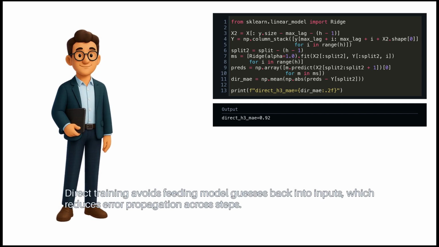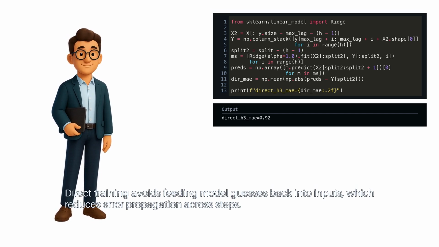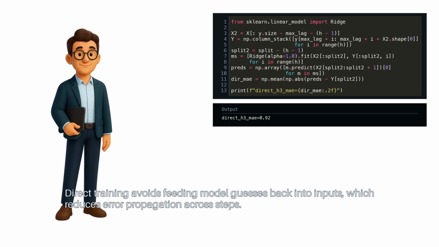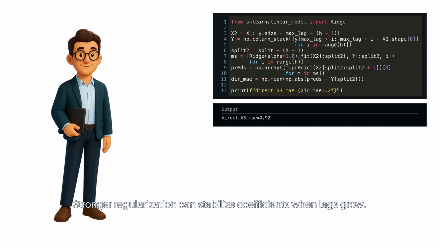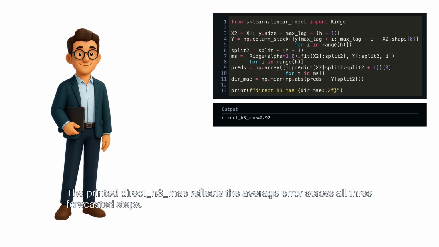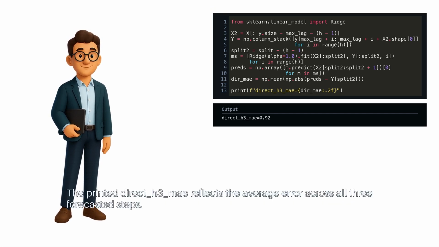Direct training avoids feeding model guesses back into inputs, which reduces error propagation across steps. Stronger regularization can stabilize coefficients when lags grow. The printed direct H3 MAE reflects the average error across all 3 forecasted steps.